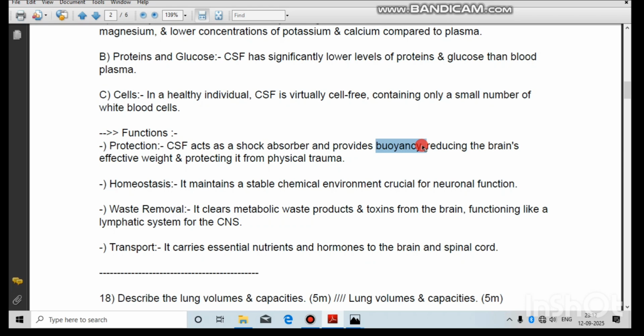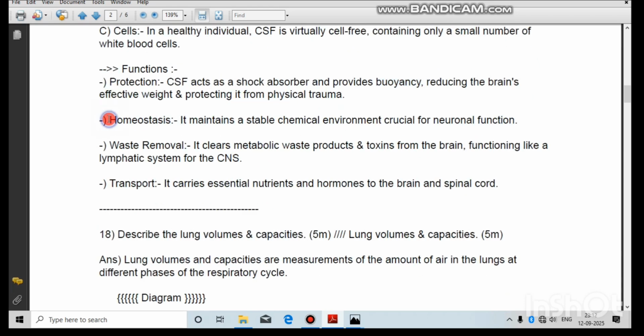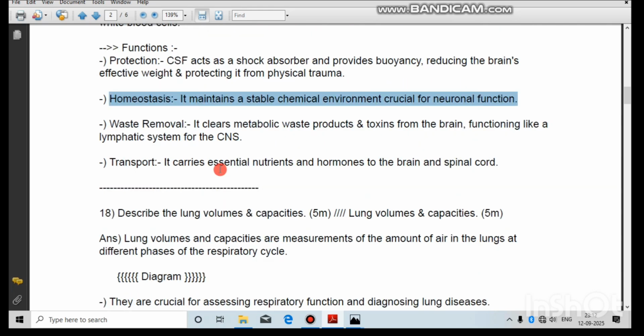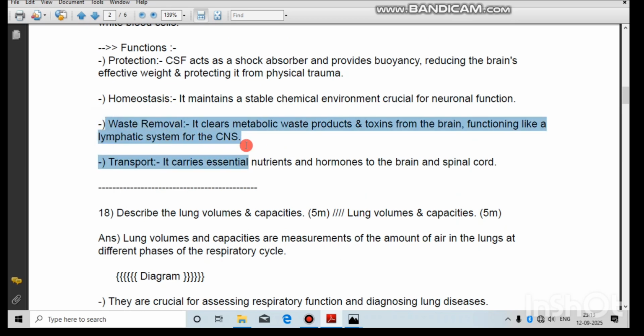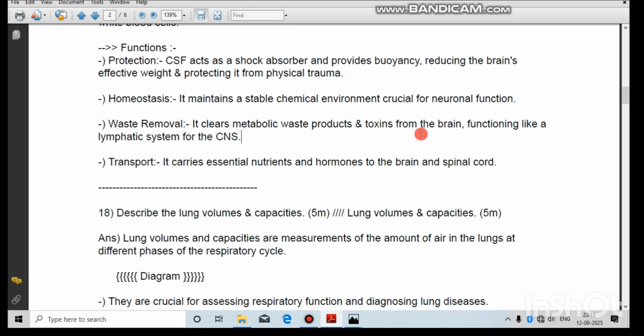The second function is that it will provide homeostasis. It will keep the internal environment stable and balanced. That is the second function of our CSF. The third function is waste removal. It clears the metabolic waste products and toxins from the brain, functioning like a lymphatic system for the CNS. So whatever waste has been generated or produced, whether metabolic waste or some toxins, all those things will be carried away by our CSF itself.